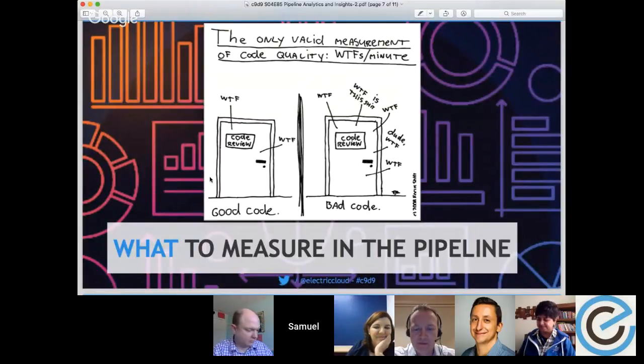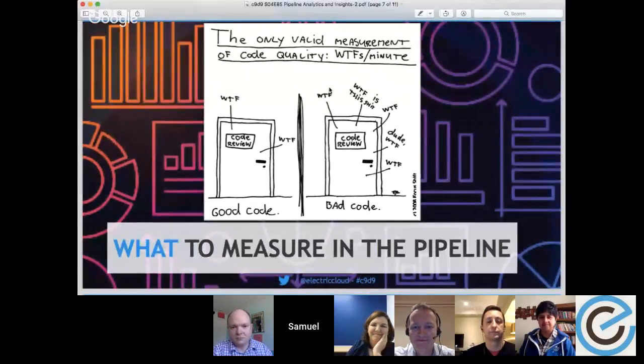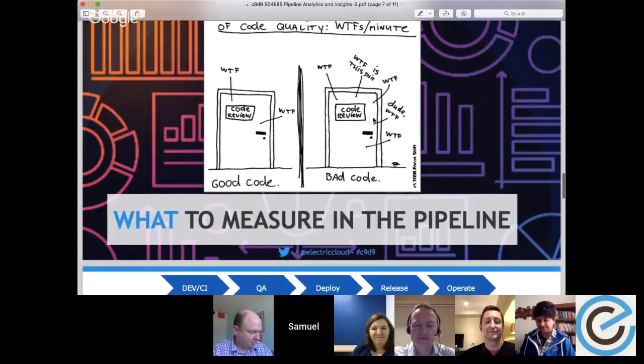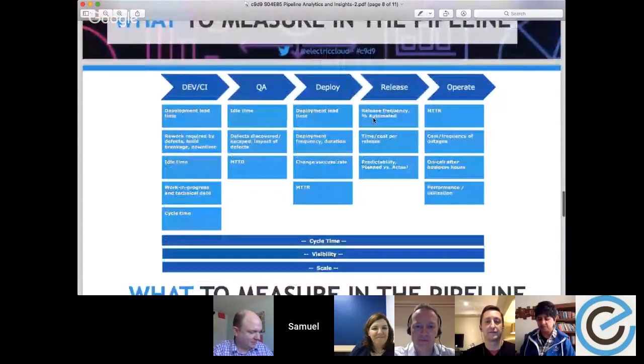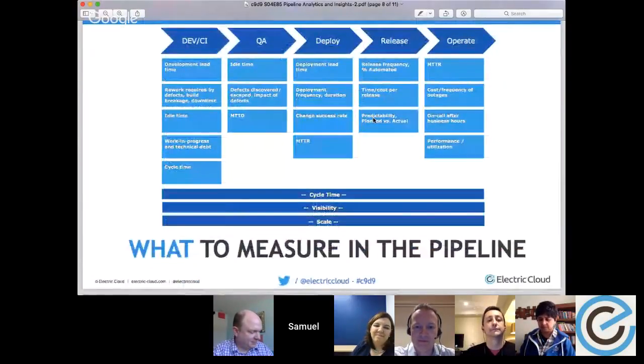So when we talk about what we want to measure in these pipelines, this is a funny little graphic. The only valid measurement of code quality is: there's the good code, and then that's not good code. Too many WTFs per minute, which is pretty funny. But what kind of stuff do you actually want to measure in a pipeline? Let's start with Paula. Paula, what are your thoughts?